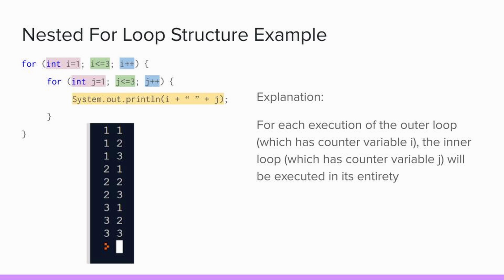We have our outer loop with a counter variable i and an inner loop with a counter variable j. For each execution of our outer loop, the inner loop will be executed in its entirety. In the output, we can visualize how nested for loops work.